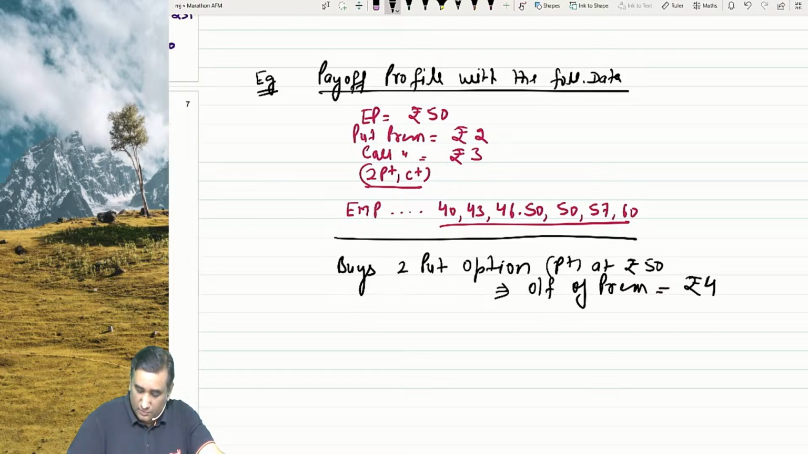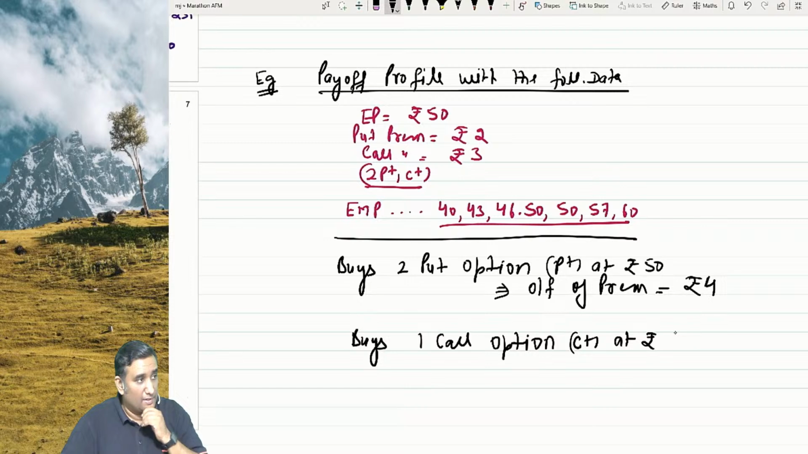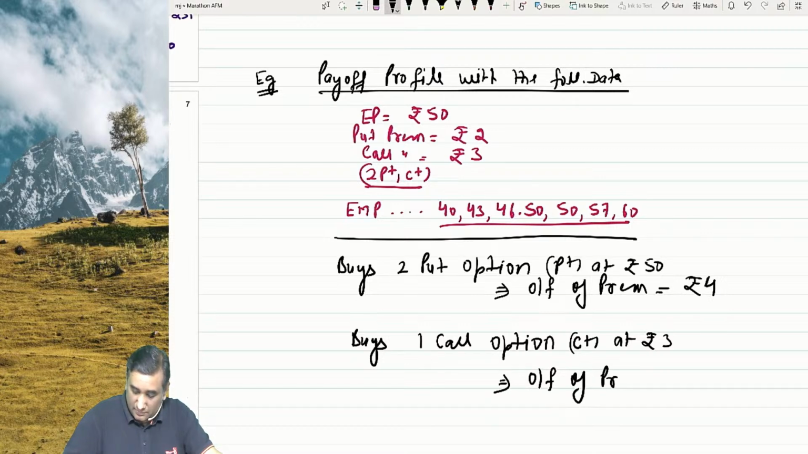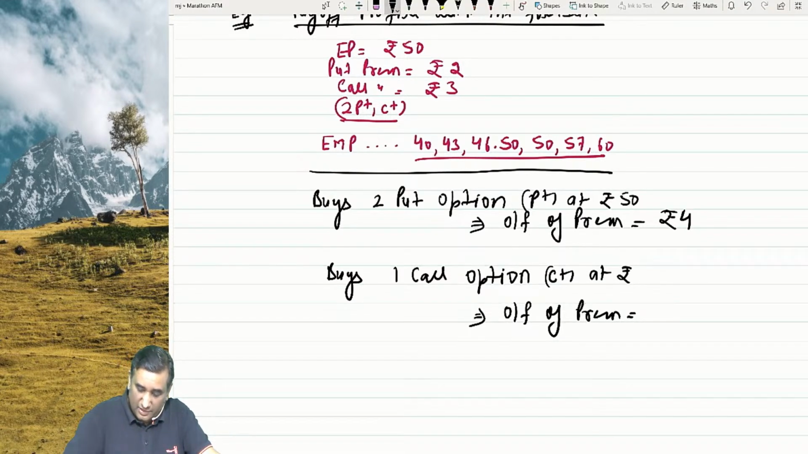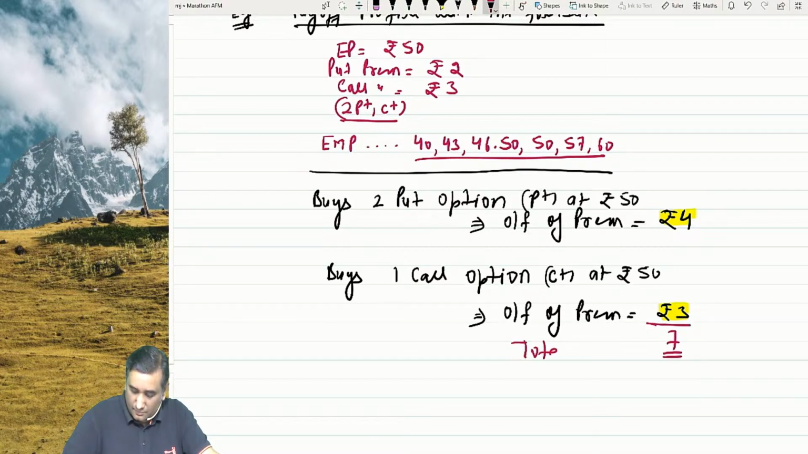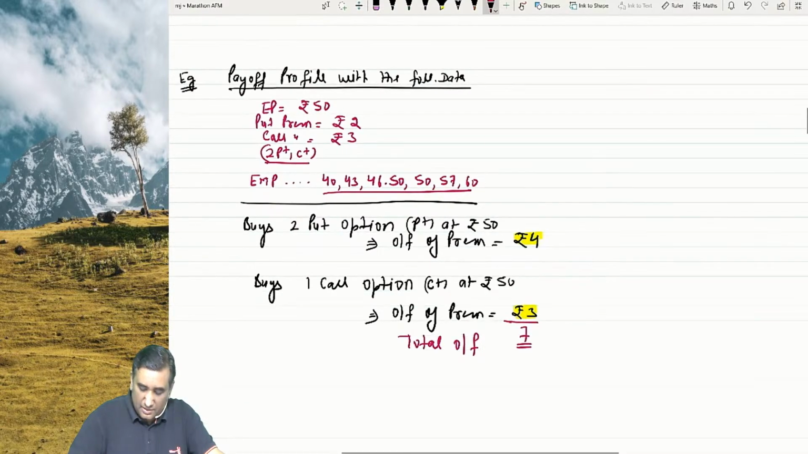Only put 4. Then I'll write buys 1 call option at rupees 3. Outflow of buys call option 50 only. This is 50. Premium outflow is, the total outflow is what? Total outflow is 7. Now let us try to make our charts.